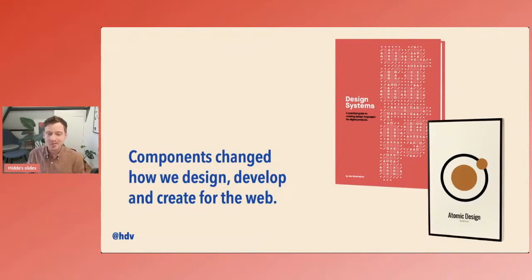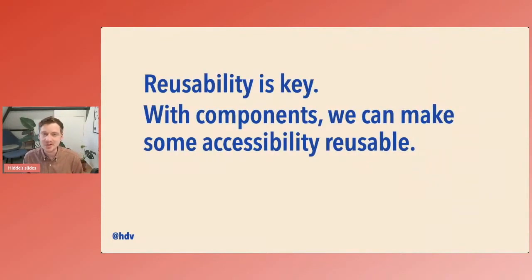But why do we do this? Why do we want to work with components? Well, I think reusability is one of the key components of that, right? We want to make some of our stuff reusable. If we do the work once, we want to repeat that work. And repeat what we've done there. And I think we can do that with accessibility as well.